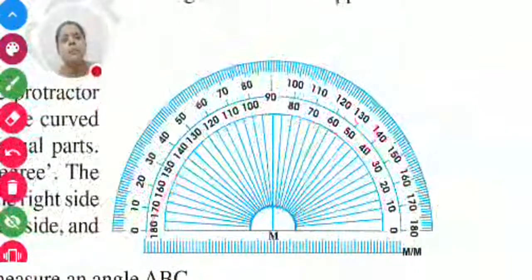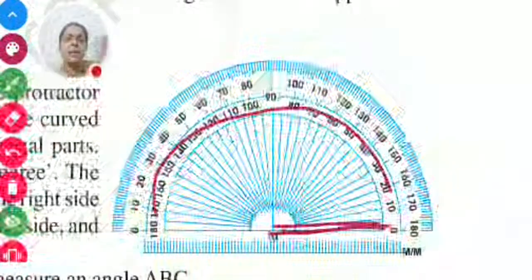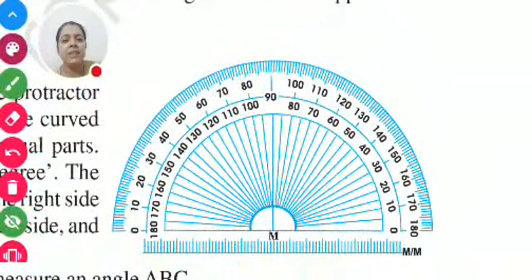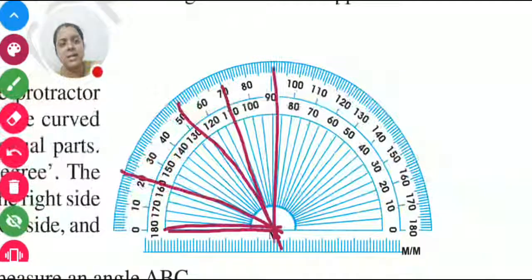But sometimes what happens, if we take the base this side, take the base this side, so we form the inside one. But sometimes what happens, we take the base this side, take the base this side. So what will be the 20-degree angle? This is 20-degree, this is 50-degree, this is 70-degree, this is 90-degree.